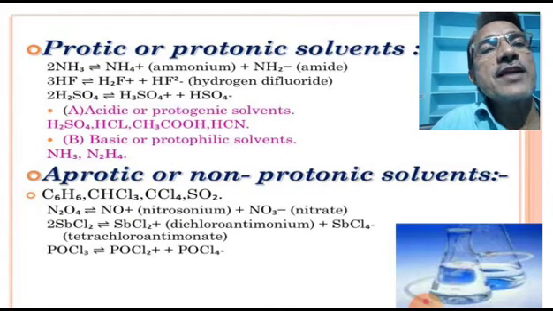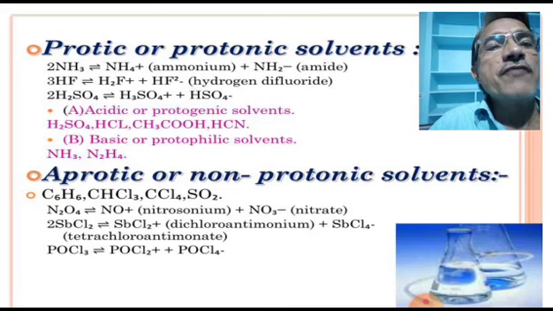Basic or protophilic solvents. Ammonia is the best example for protophilic solvent. Hydrazine, N2H4. Ammonia, hydrazine are the solvents which accept protons. They are proton-loving solvents. Philic means loving, so ammonia can accept a proton from any other substance. Hydrazine can also accept a proton from any other substance. Therefore, ammonia, hydrazine are the examples of protophilic solvents.